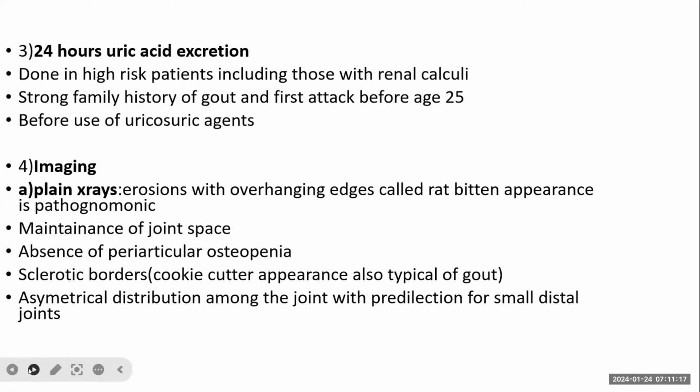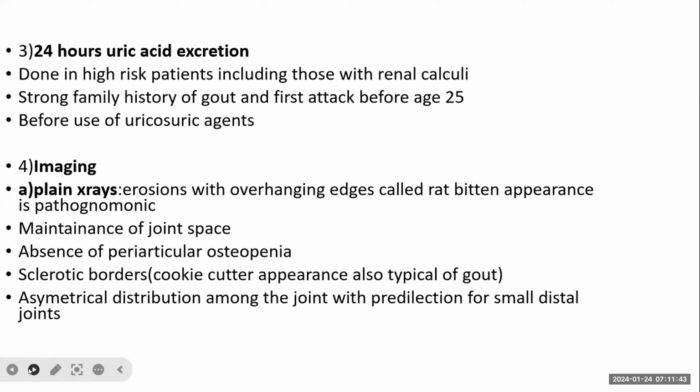24-hour uric acid excretion is also an important test. In this patient, we usually use it to determine if we are going to give the patient uricosuric agents like probenecid or not. Normally the excretion rate should be about 800 milligrams per dL per day. If the patient is already excreting 800 milligrams per dL per day, you don't need to use probenecid because it increases the excretion. The patient is already excreting normally.